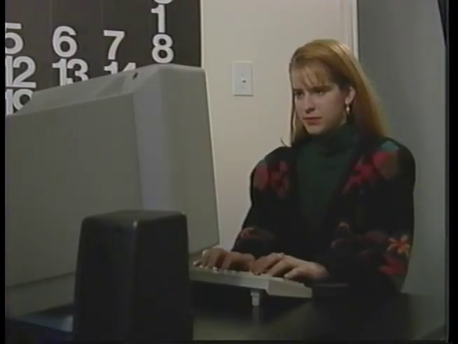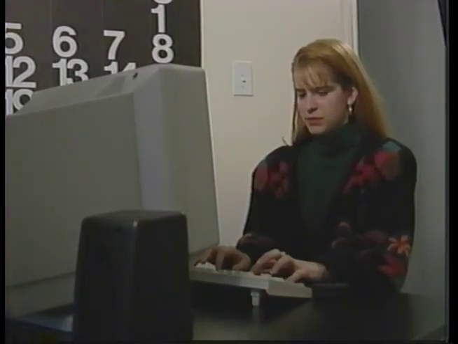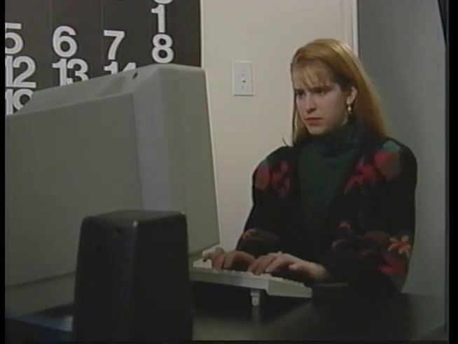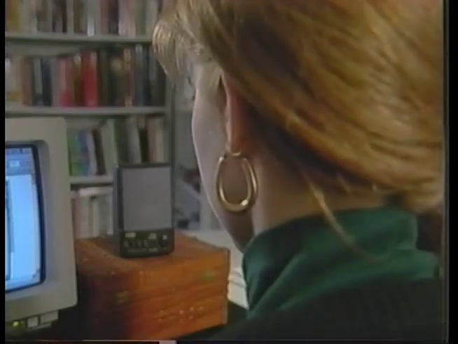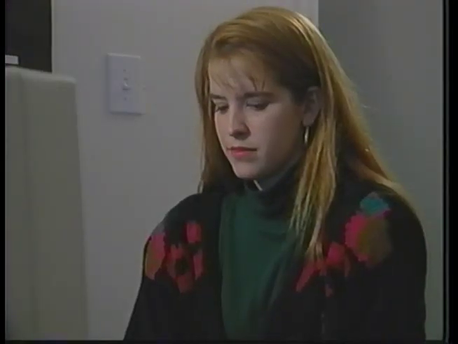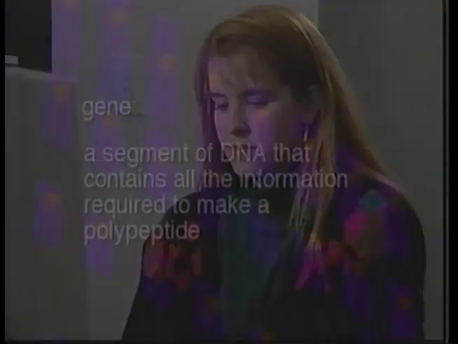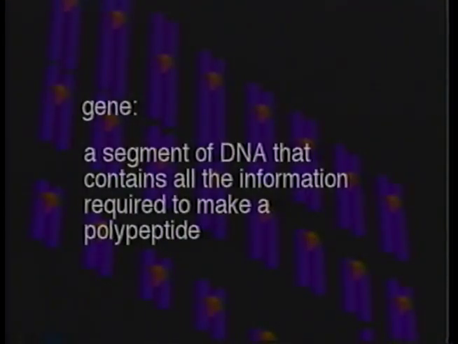Welcome back. Now that we understand how information is stored in DNA, let's explore how this information is used to make proteins. All the nucleated cells in the body, except for sperm and eggs, have exactly the same DNA. But some cells make hair, while others make eye color. This is because the different cells are using different genes to guide protein synthesis. A gene is a segment of DNA that contains all the information required to make a polypeptide.